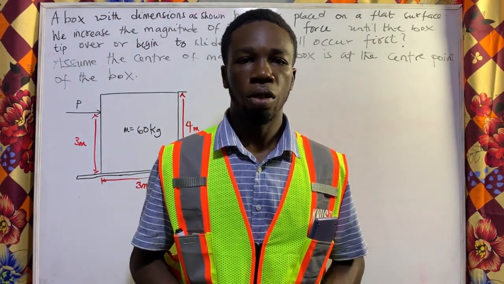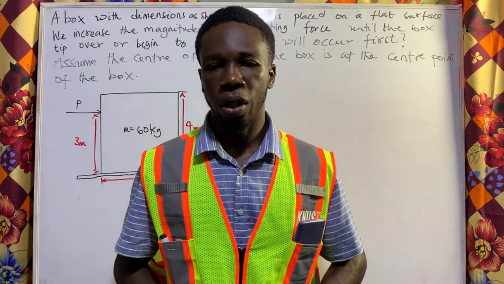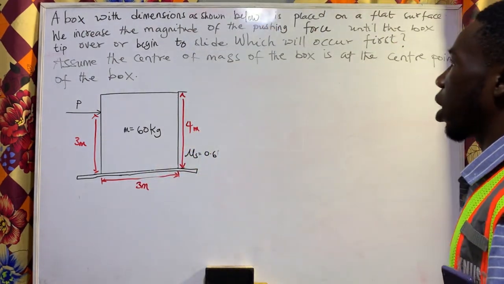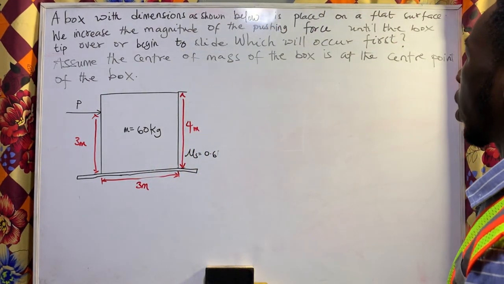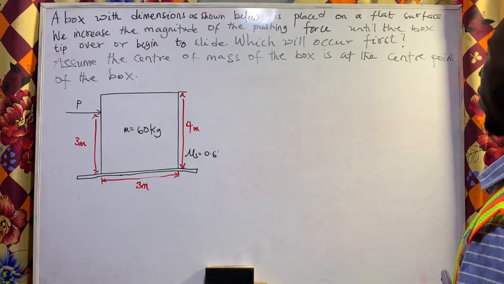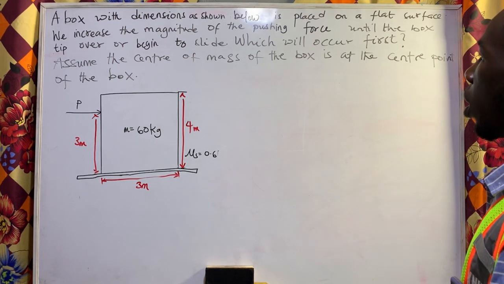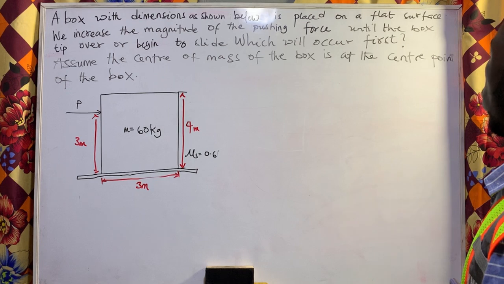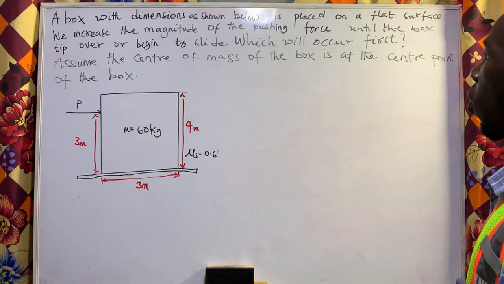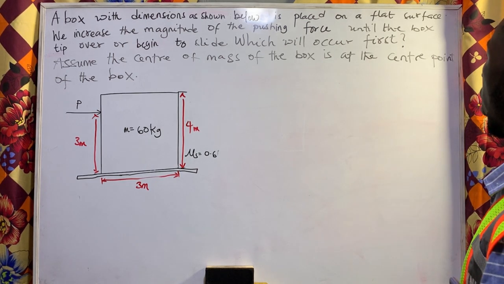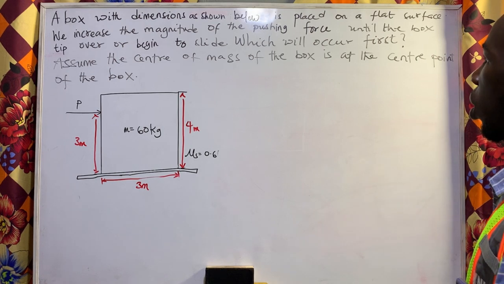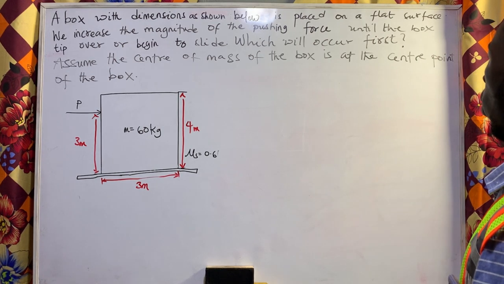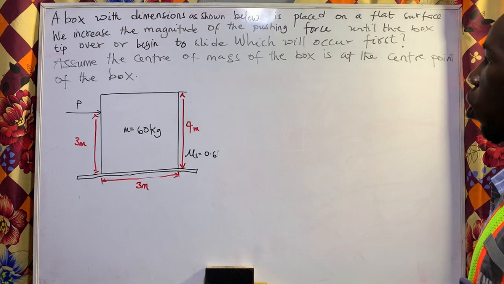In this video, I'm going to solve this question I have on the board. The question says, a box with dimensions as shown below is placed on a flat surface. We increase the magnitude of the pushing force until the box tips over or begins to slide. Which will occur first? Assume the center of mass of the box is at the center point of the box.